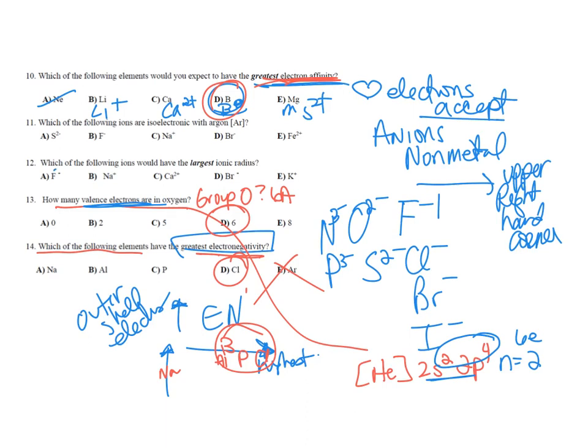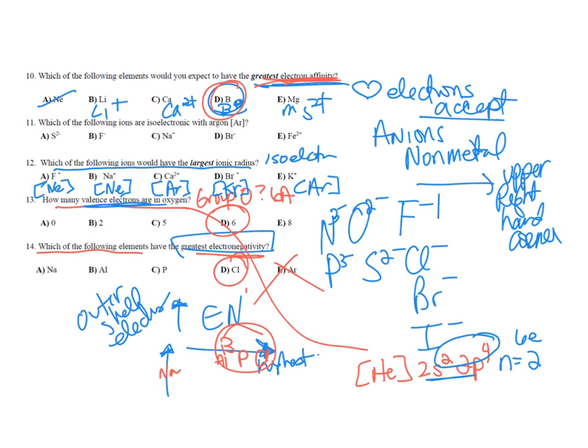All right, so let's do this one. We're working backwards. Which of the following ions have the largest ionic radius? These need to be isoelectronic. Sodium, you can find on the periodic table and go back one, and it's isoelectronic with neon. Fluoride is isoelectronic with neon. Calcium is isoelectronic with argon. Bromide is isoelectronic with krypton, and potassium is isoelectronic with argon.